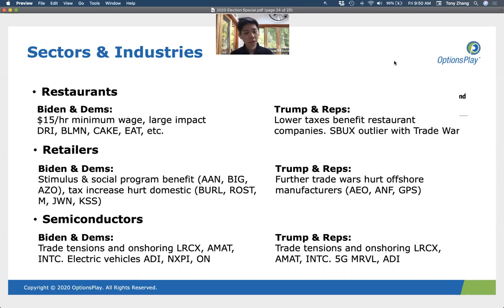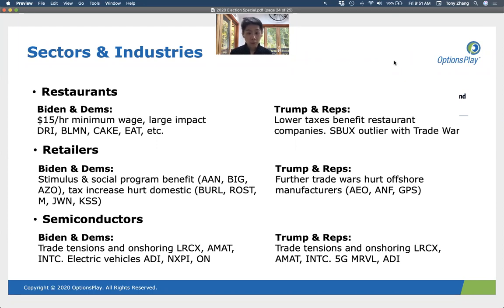When we look at retailers, this is really where the stimulus that the Democrats have put in place will likely benefit many of the retailers that focus more on lower income households. If we look at Aaron's or Big Lots, those are some of the retailers that focus more on the lower income brackets. Those are the ones that are likely going to outperform as a result of the Democrats, versus a lot of the tax increases that the Democratic side has put forth with Biden.